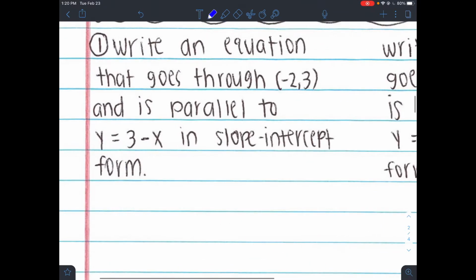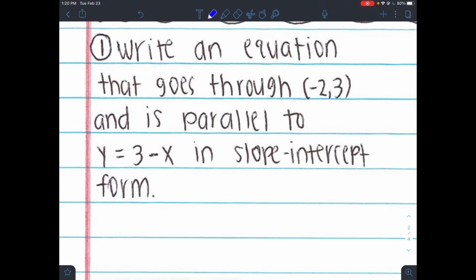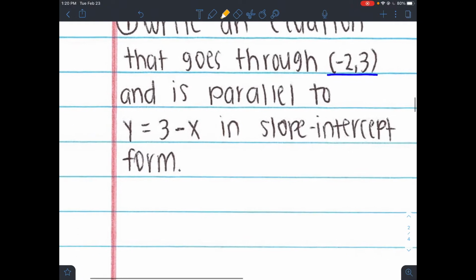So let me go ahead and show you what we're doing. We're going to do parallel first. Now, with these types of problems, it is super important that you are reading and making sure you are aware of what kind of line you are trying to create. So here we wanted to go through the point -2, 3, and then we want it to be parallel. Okay, parallel line. So do parallel lines have the same slope or opposite reciprocal slopes? They have the same slope.